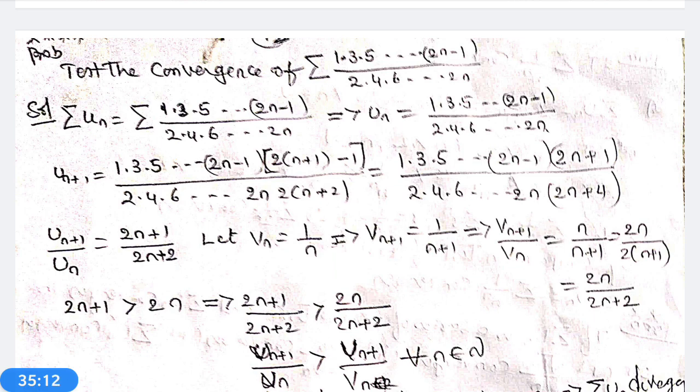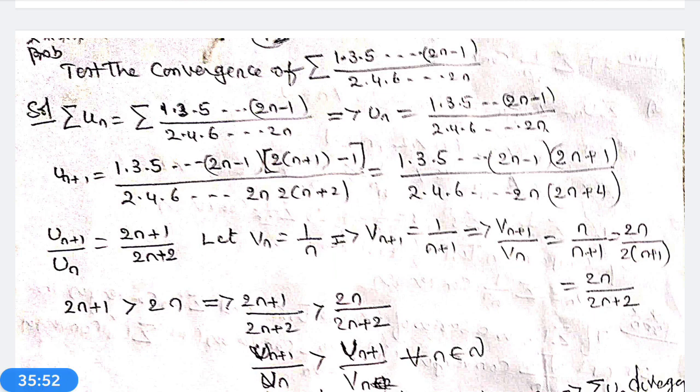This on simplification we get u(n+1) is equal to 1 into 3 into 5 into etc. 2n minus 1 into 2n plus 1, whole by 2 into 4 into 6 into etc. 2n into 2n plus 2. Now u(n+1) by u(n) is equal to 2n plus 1 by 2n plus 2.